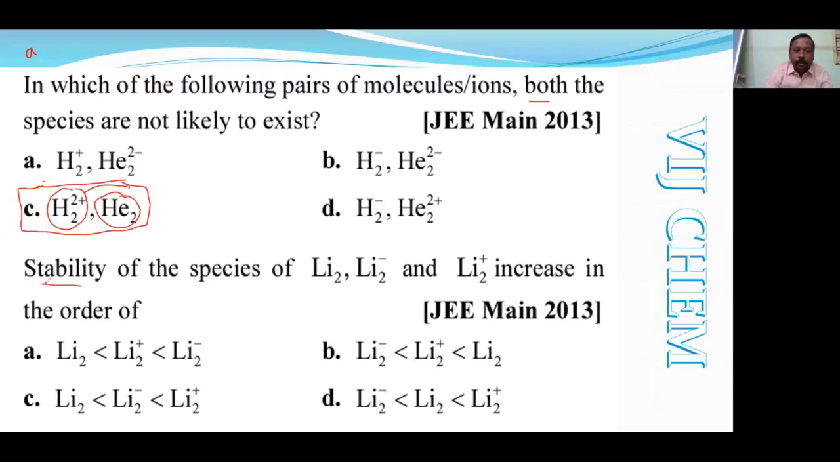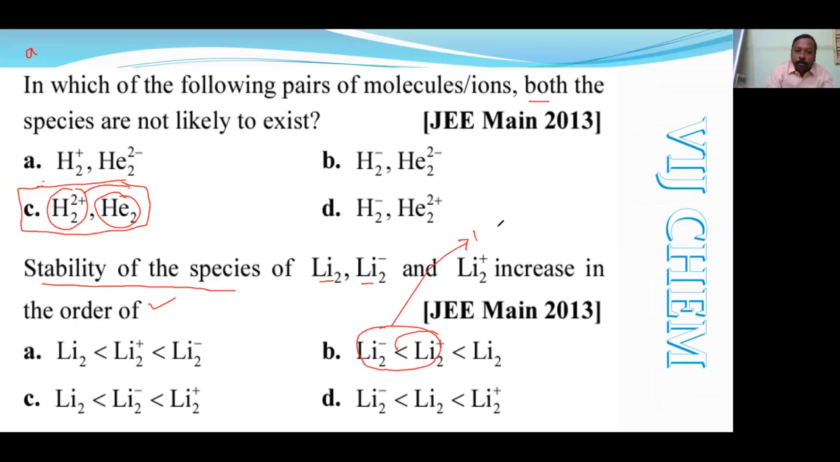Stability of the species Li2 minus, Li2, Li2 plus increases in the order of. Okay. Now try. Okay, here you have to find out the bond order. What you have to find out? Bond order. And people are getting doubt just because of this. Okay, here I am writing the bond order. Bond order of Li2, Li2 plus and Li2 minus. Both are same. Here the problem is with Li2 plus and Li2 minus, both bond orders are same.